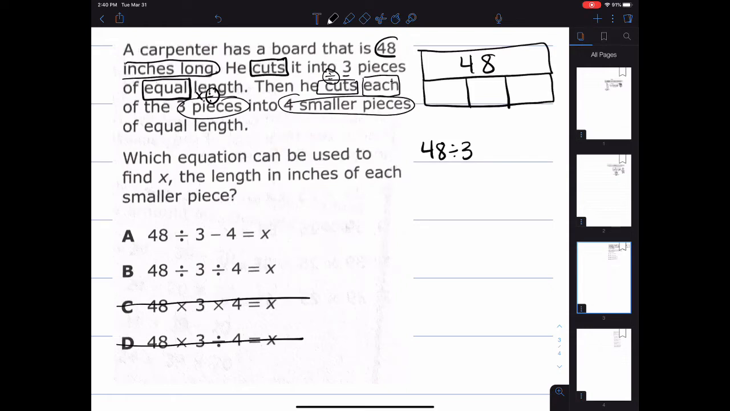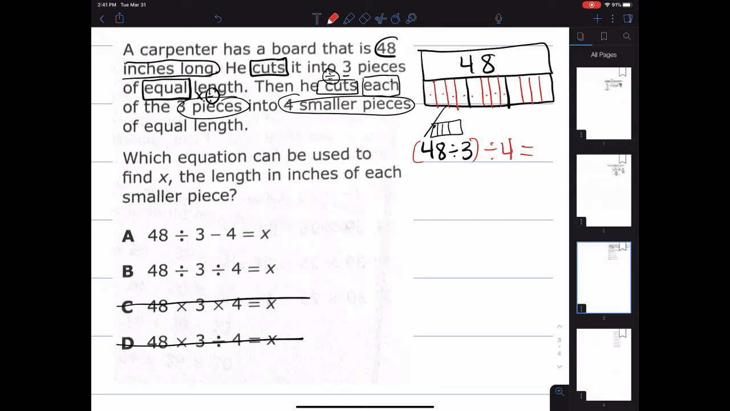So I'm going to take one of these little pieces, and I'm going to break up that one piece into 4 smaller pieces. So that would look like this. Let me use a different color so you can see it. 1, 2, 3, 4. I'm going to do the same thing with this one. Let's pretend those are equal, and the same thing with this one. So what just happened? I took 48 divided by 3, and whatever the answer was, I took that answer and divided it by 4. So now I have an equation and I have a strip diagram.